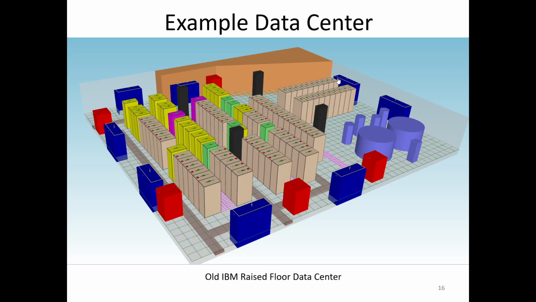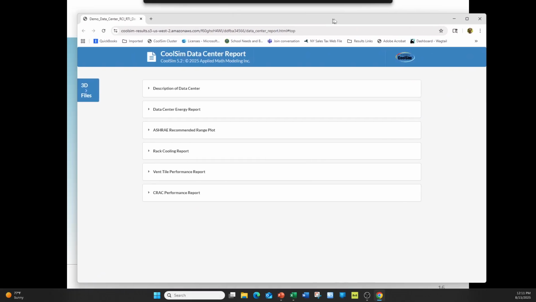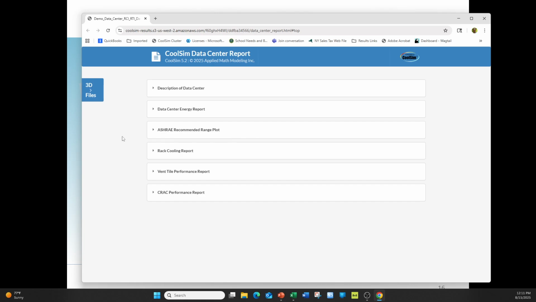But we have this funky situation where we've got some racks perpendicular here. We also have gaps between these racks. We also have underfloor cable trays that you can see here. And the depth of the floor is not as great as you might like it to be. So in CoolSim, you can now model that quite effectively.